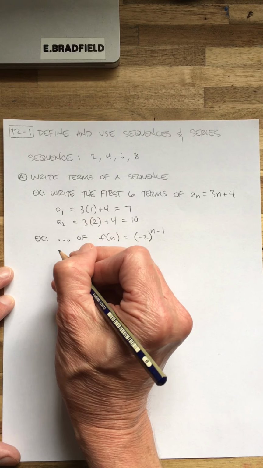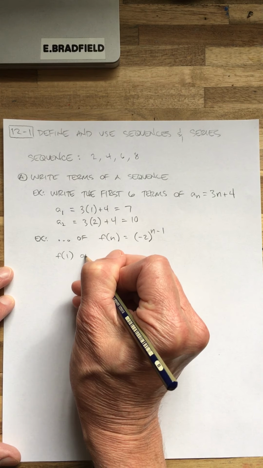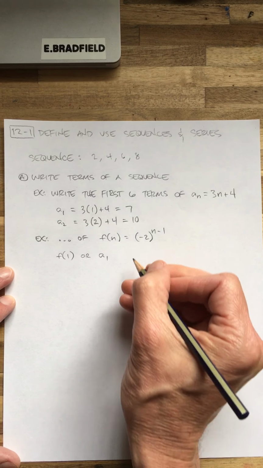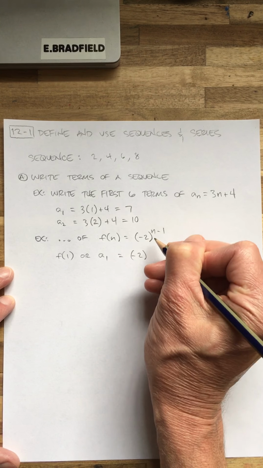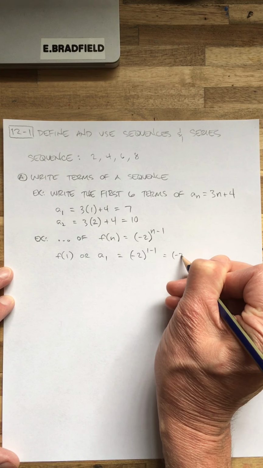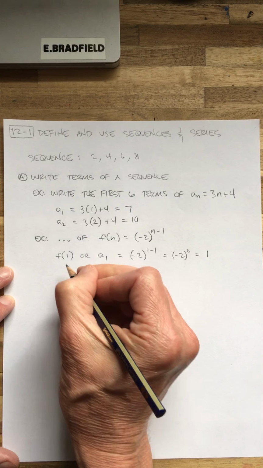And so you can write f of 1, right? That would be the first term. Or you can write a sub 1. However you want to write it, that's cool. They're both basically the same thing, okay? And that's going to equal negative 2, right? And n is 1, so 1 minus 1. That's negative 2 to the power of 0, which equals 1. So there's our first term, okay?